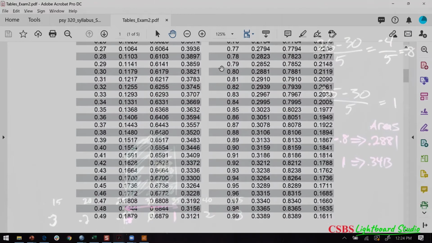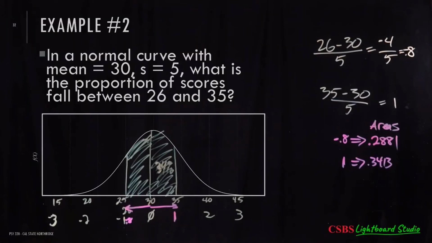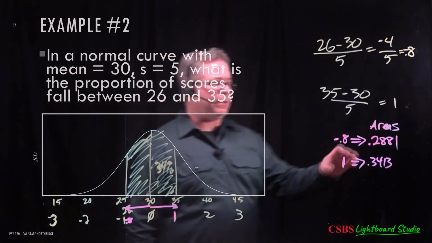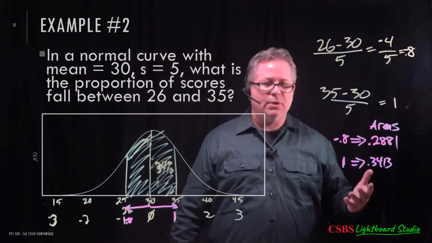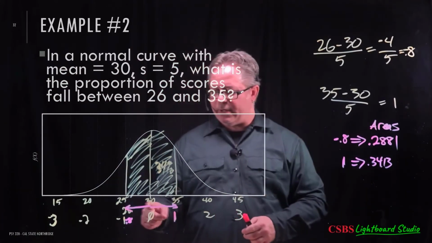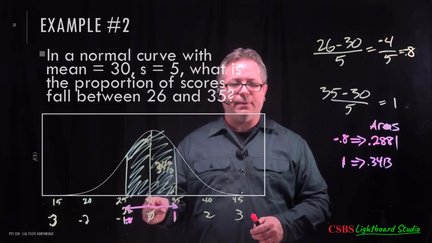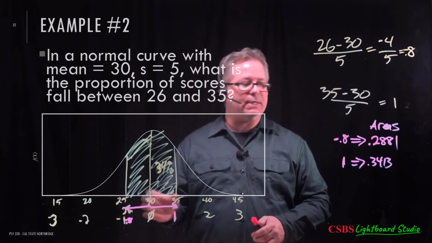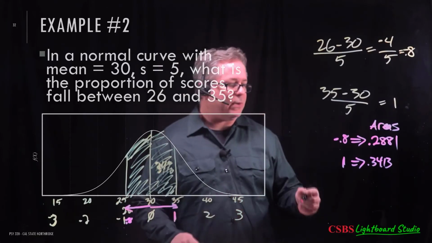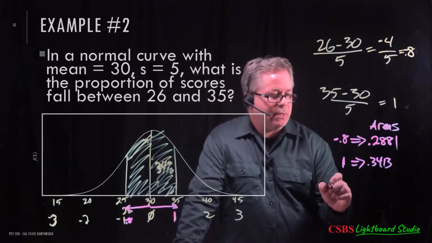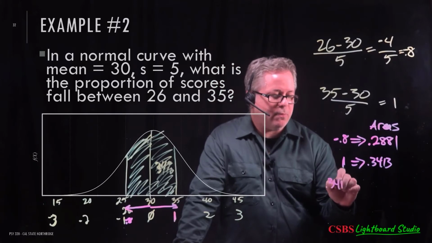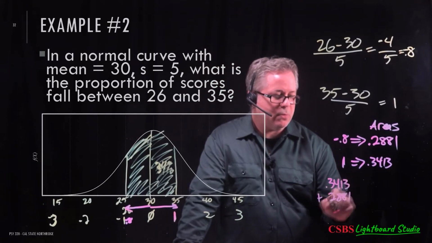All right, and go back to our PowerPoint here. I got those two areas written down. So now I know those are my two areas. What do I do with them? Well, I want to know the area between the two of them. So if I find the area to here and the area to there, I can add them both together. So the total area is going to be 0.3413 plus 0.2881.